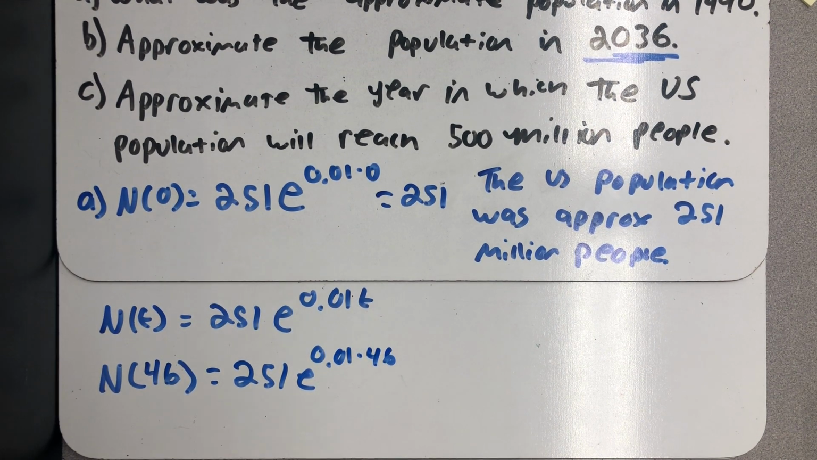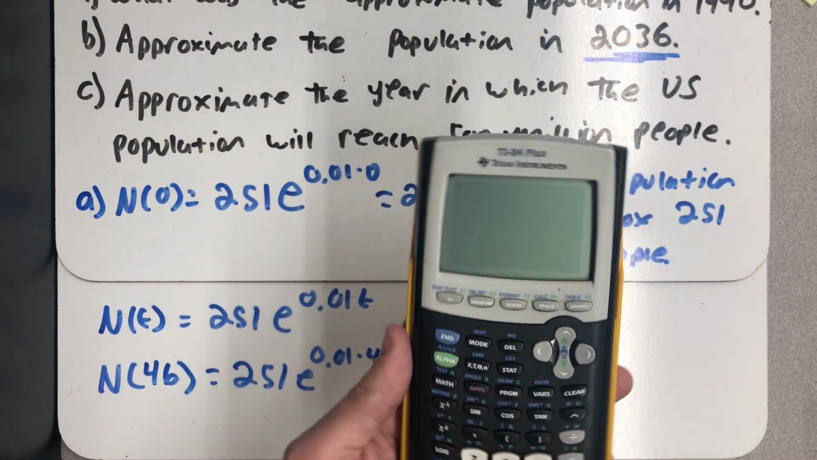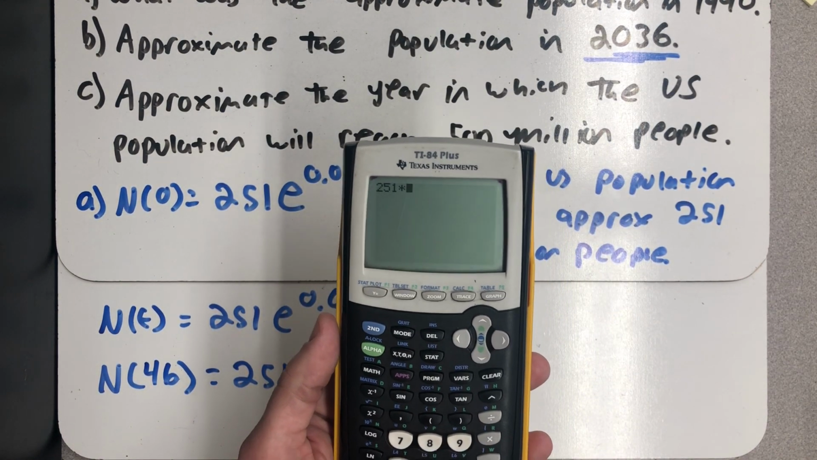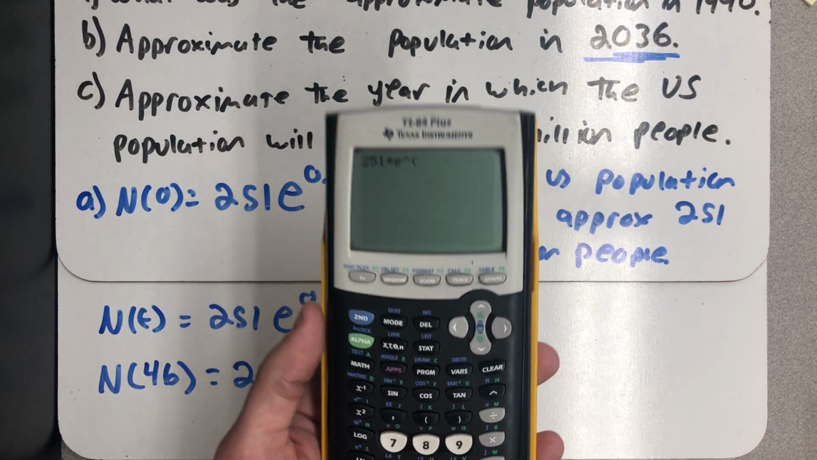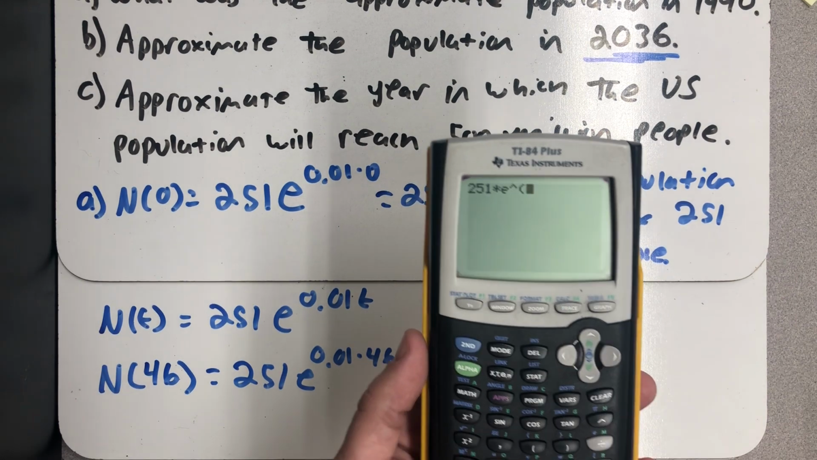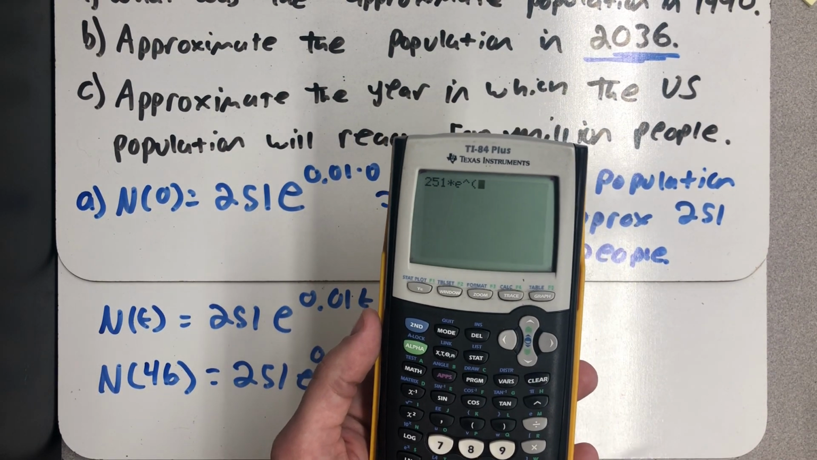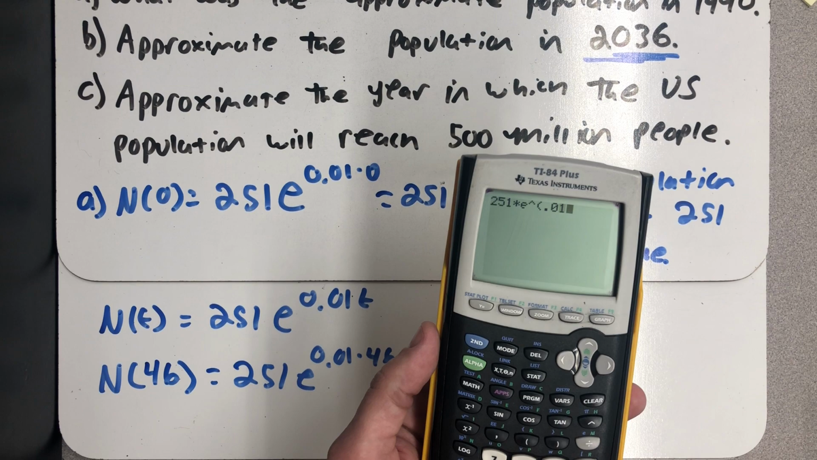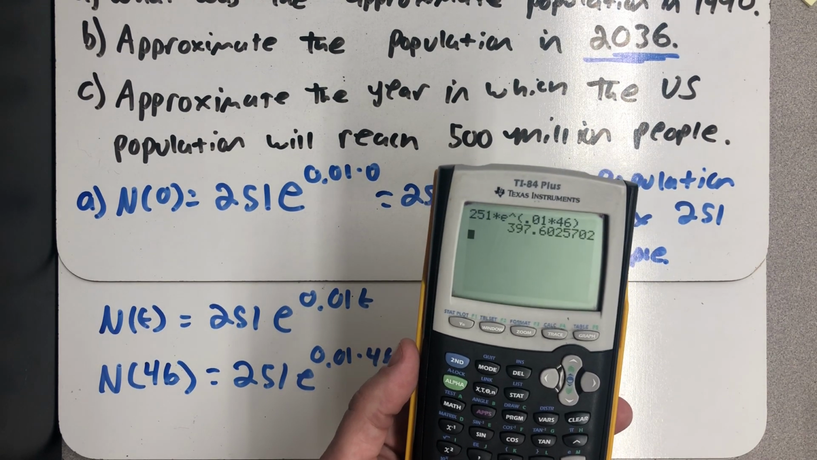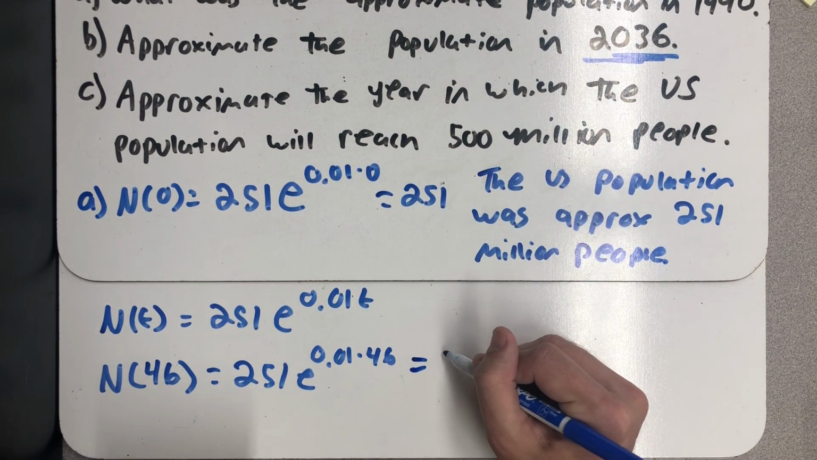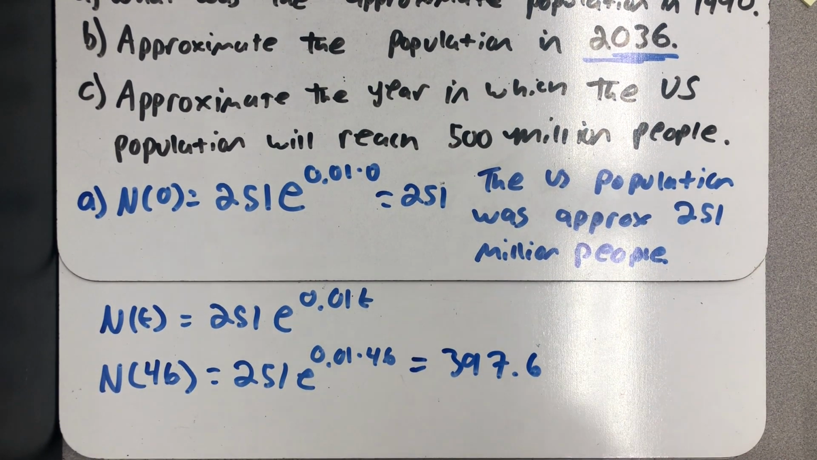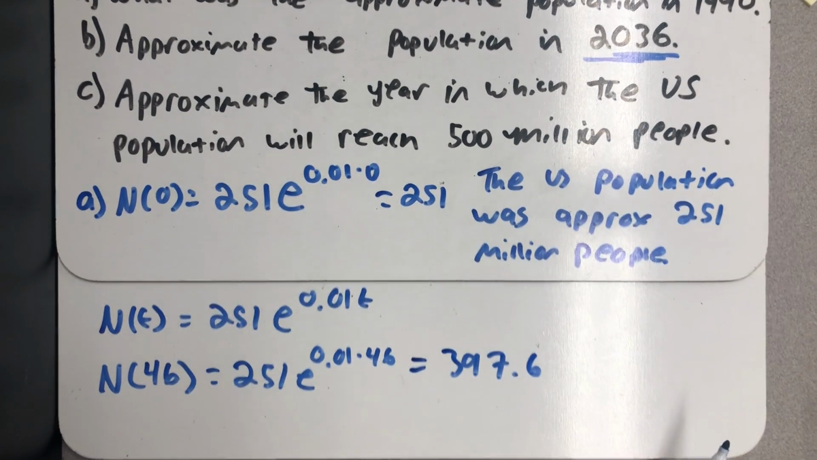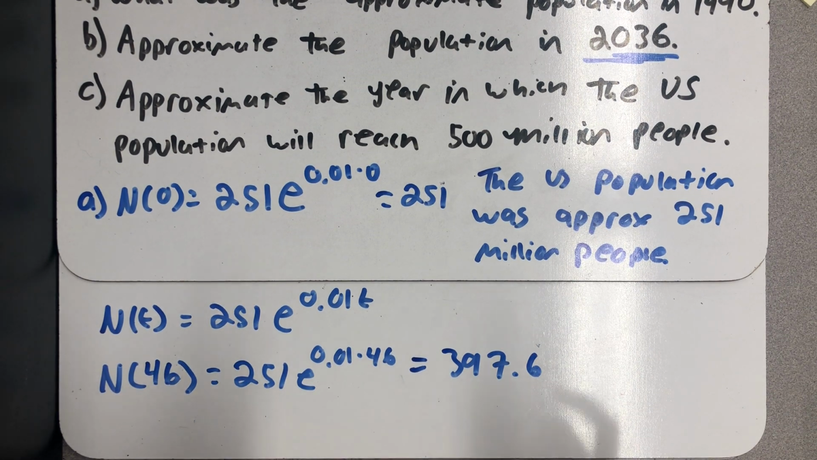All right, so this time I am going to reach for my TI-84 calculator, 251 times, and I'm going to use the E button, which requires me to hit second and then the natural log button. We'll talk about natural logs next week, but for now, second, and then e raised to the 0.01 times 46. And I get about 397.6. I think it'd be fair to round that up to 398 since we're not given any rounding instructions, but I'm going to leave it as 397.6 million people.